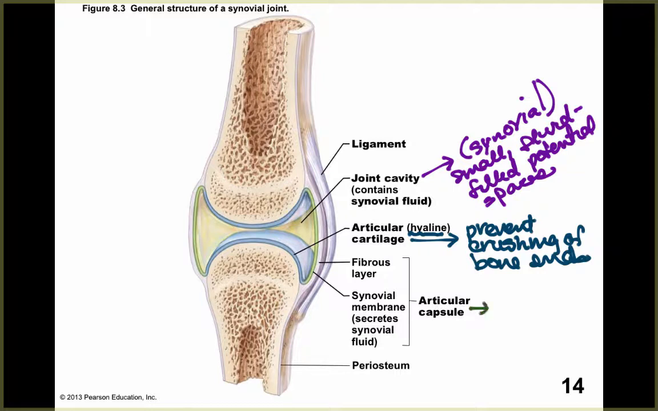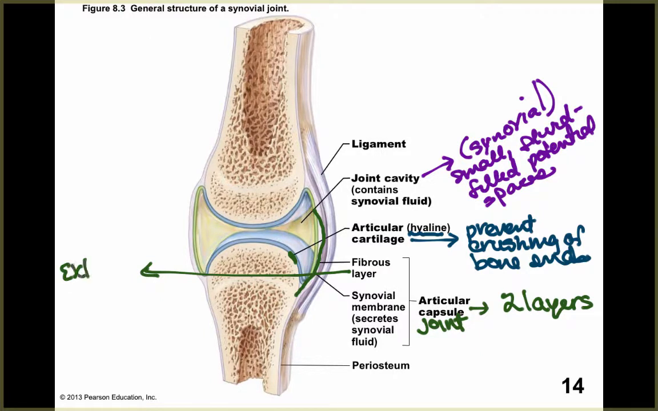Now, this is the hyaline cartilage here, and then you have the articular capsule, which is also known as a joint capsule. And it has 2 layers. The first thing you have, which I'm going to write over here, is this external area. That is the fibrous layer, and it is made up of dense irregular connective tissue.